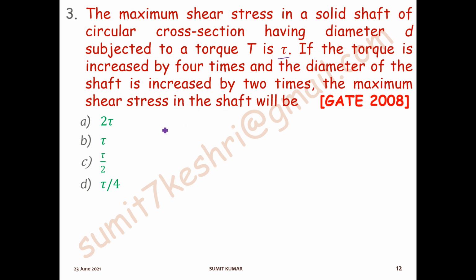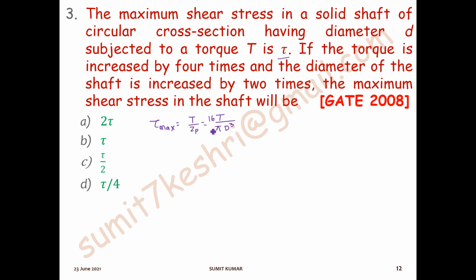So first of all, what is the formula for tau max? Tau max is equal to T by Zp. And Zp is what? This is the polar section modulus. If we write it in terms of the diameter, we can write it as pi d cubed by 16. For a solid shaft, this is the formula.